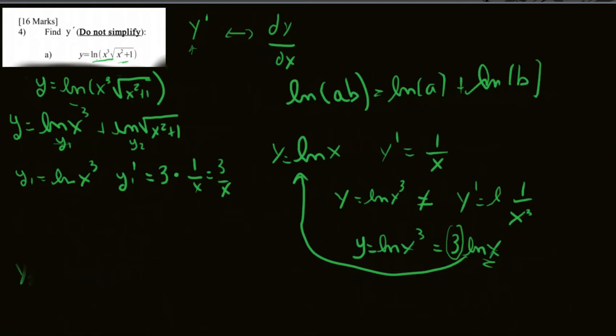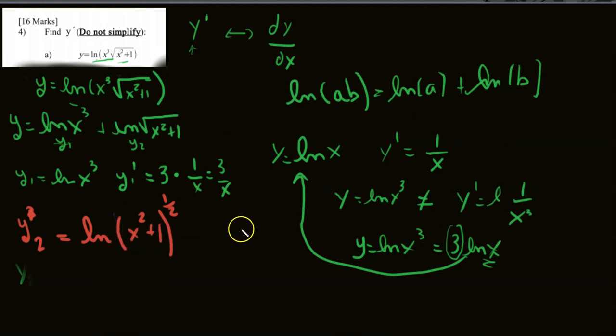Now let's work with y2. This one is tricky as well. You do have an ln, and you do have a root here. It's always best, when you're working with ln's, to get rid of this root and make it into the power of a half, which is another basic rule. This is equivalent to root x squared plus 1.